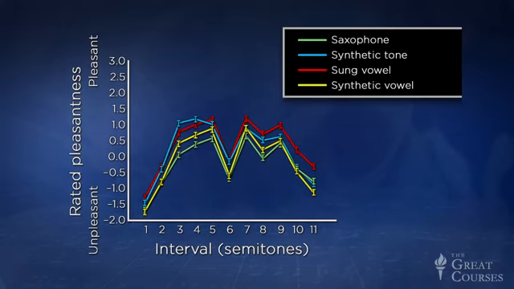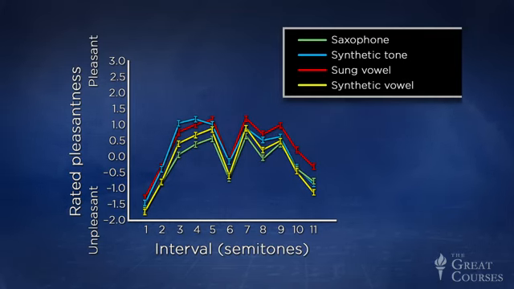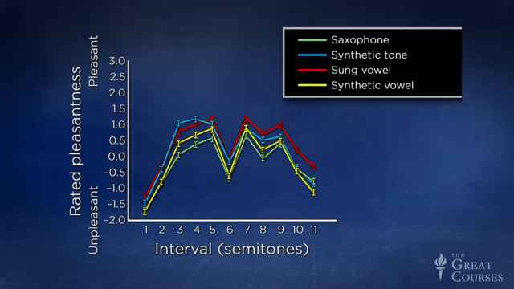Let's listen to all of the intervals that they studied, starting with an interval of 1 semitone, then going up to 2 semitones, and 3 semitones, and so on, up to 11 semitones. You'll hear the minor second as the first interval, and the perfect fifth when the interval size reaches 7 semitones.